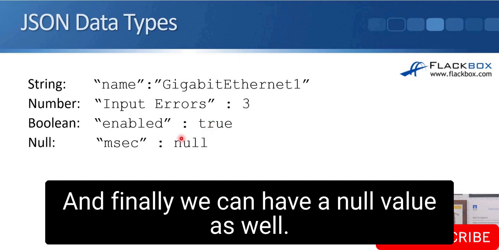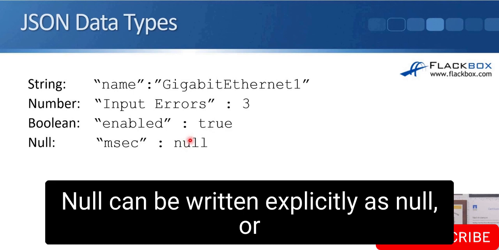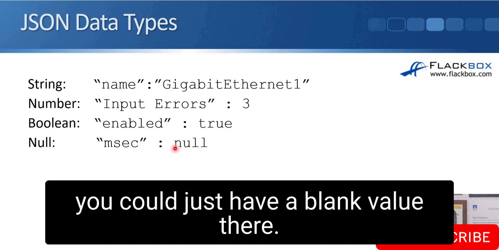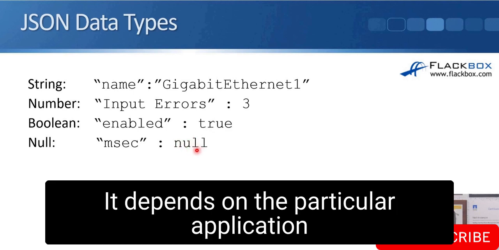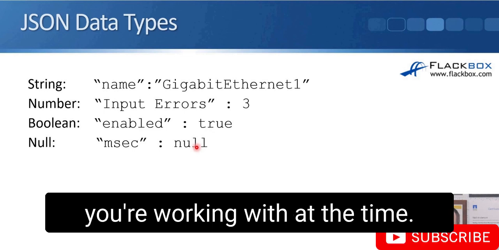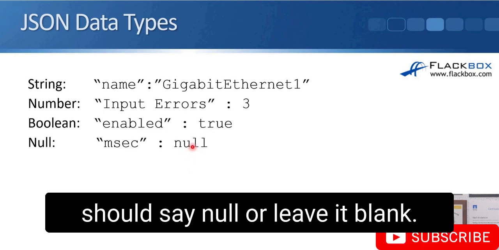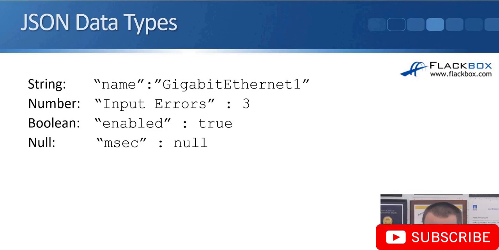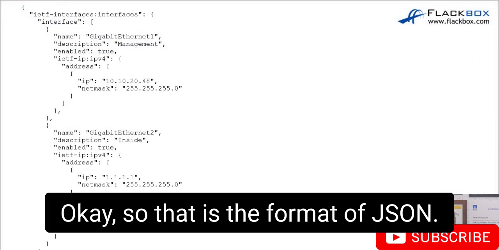And finally, we can have a null value as well. Null can be written explicitly as null, or you could just have a blank value there. It depends on the particular application you're working with at the time, whether for a null value you should say null or leave it blank. Okay, so that is the format of JSON.